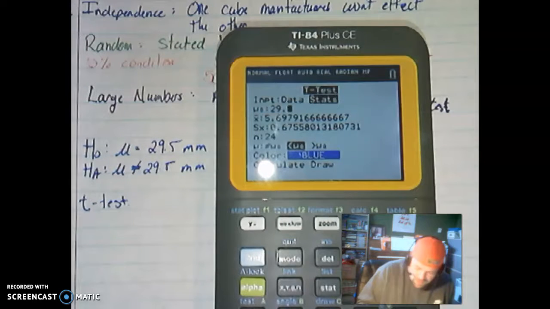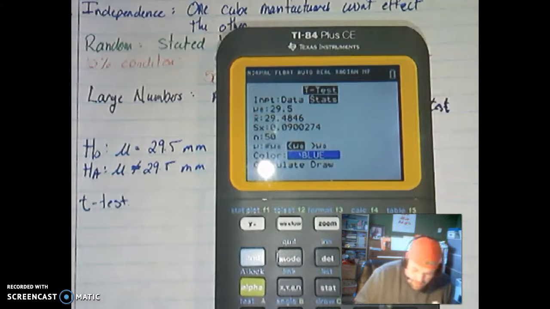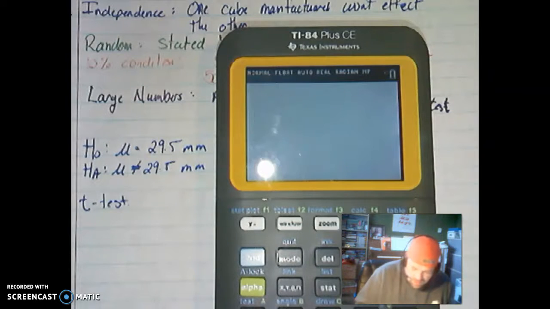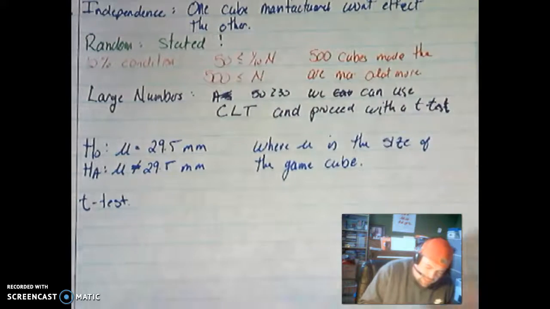I go to t-test. I'm going to enter my data in. So I know this is 29.5. I know my x bar was 29.4846. I know my standard deviation was 0.09000274. I know my n was 50. I know that it's a two-sided test, so it's not equal to. So I'm going to calculate, and so then I get a t-score.